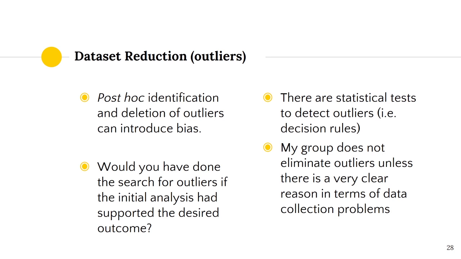But if you're looking for outliers only after you do the analysis, then you're introducing bias because if the initial analysis was favorable to you, you wouldn't have looked for outliers in the first place. Okay, so my group, as a general rule, does not eliminate outliers at all. We don't even do statistical tests just because we believe, as kind of a philosophy, that we study biological systems and there's always going to be variation in biological systems. And so outliers might be informative. But we will eliminate outliers for two reasons. And this does vary from research group to research group.